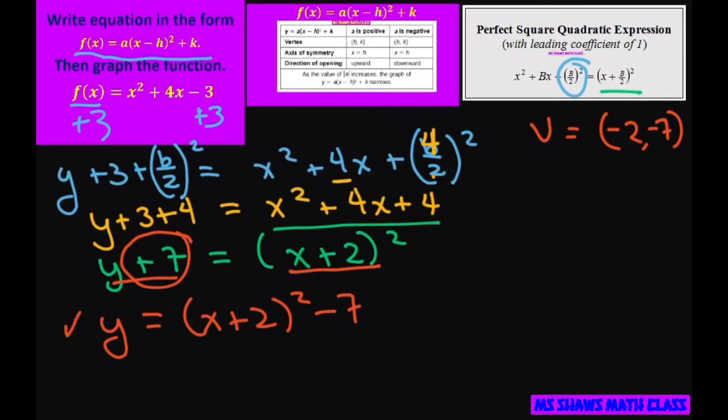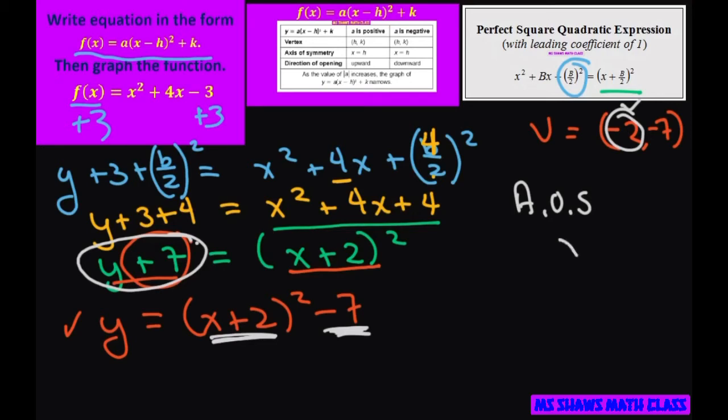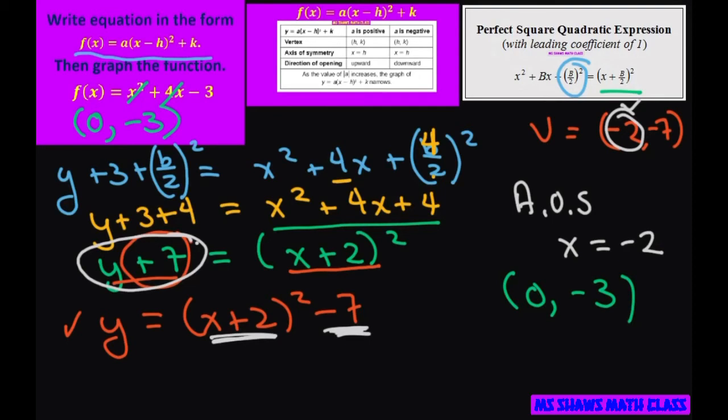But it also shows you why, when you're writing the vertex, this is opposite because it's plus 2, but this is the same. Because really, this negative 7 is plus 7 when it goes with the y. So that's why it's opposite. Now, your axis of symmetry is your h part. So that's going to be your x equals negative 2. And before we graph this, I also want to note that your y-intercept, when you put x is 0, those will go away and you get negative 3. So your y-intercept is 0, negative 3. And that's going to help us graph this.